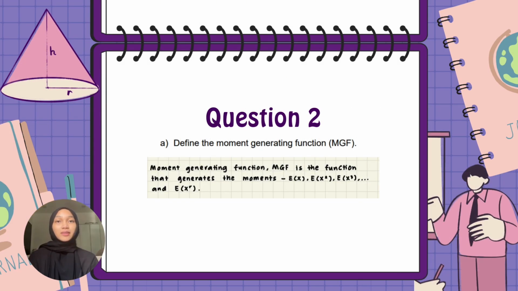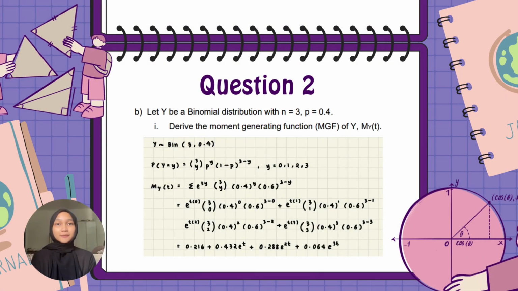So for question number 2A, define the moment generating function, MGF. The answer is: the moment generating function is the function that generates the moments, which are E(X), E(X squared), E(X cubed) and E(X to the power of r). Next, for question 2B, let Y be a binomial distribution with n equal to 3 and p equal to 0.4. So the first part: derive the moment generating function MGF of Y, M_Y(t).